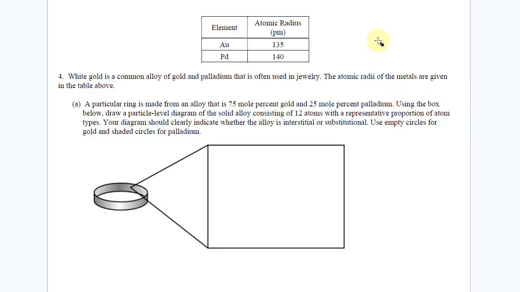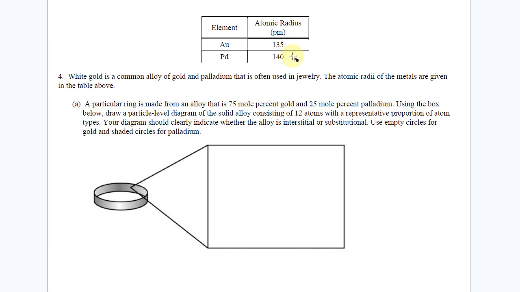The question starts off with an important table. They give you the elements, in this case gold and palladium, which they're going to talk about in terms of white gold, and the atomic radius in picometers. You see they're almost identical, 135 to 140. In atomic radii, there's a little bit of variation because the atom itself is a bit fuzzy in terms of waves and how it interacts with things. So with only a difference of 5 picometers, these are virtually identical.